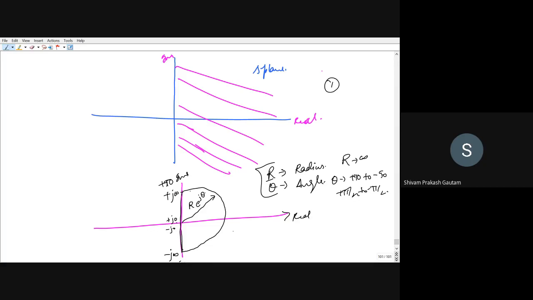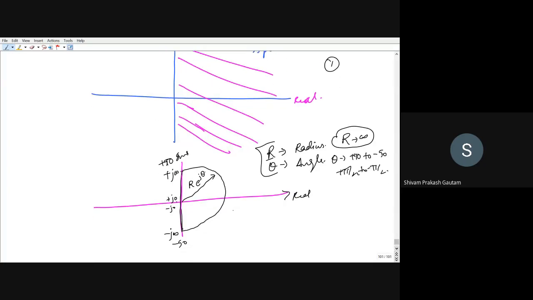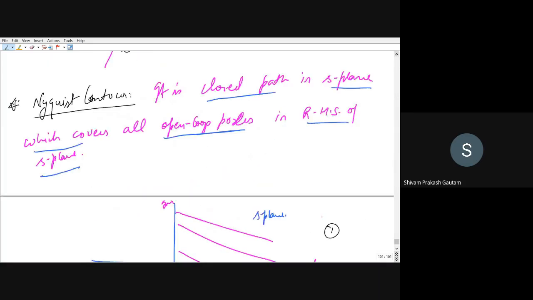You can see I have drawn a semicircle, and the radius of this semicircle is r, and r is tending to infinity because it has to cover all of the right hand side. So the radius is infinite, and theta, that means its orientation, should be from plus 90 to minus 90. Why from plus 90 to minus 90? Because the definition says it is the closed path in the S plane which covers all open loop poles in the right hand side. That means you have to cover all of the right hand side.